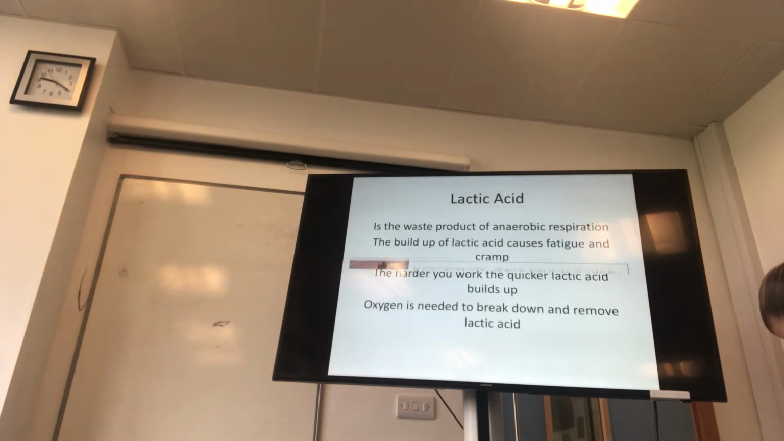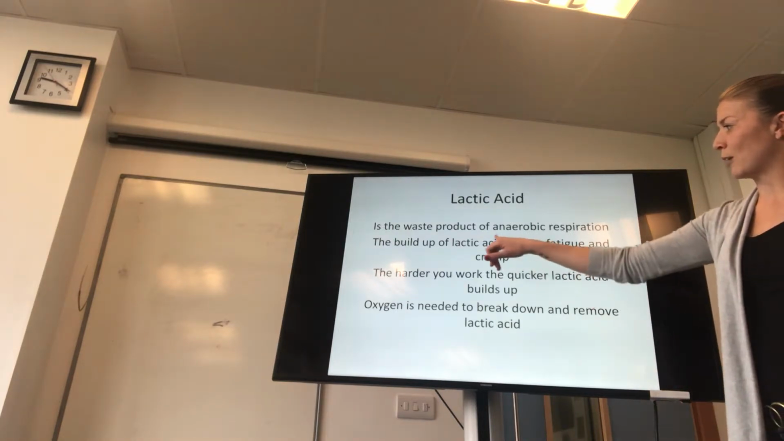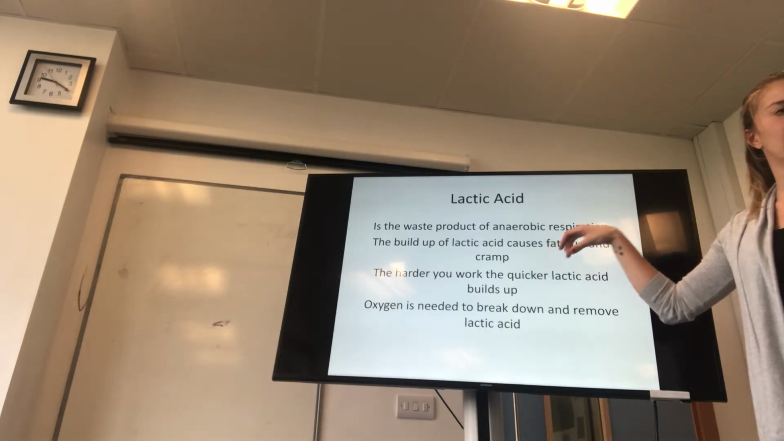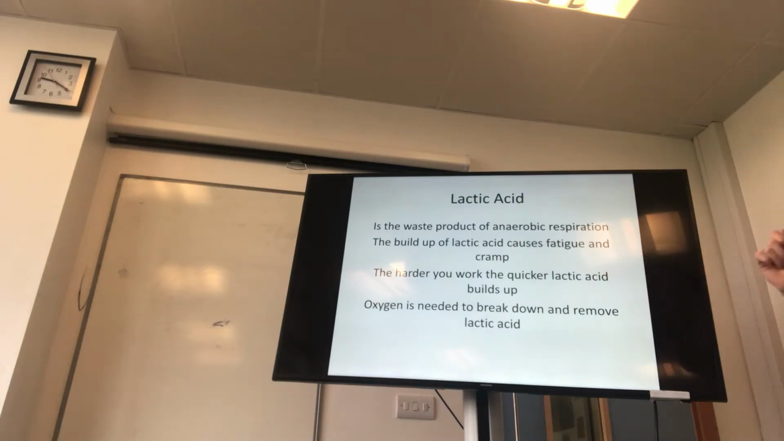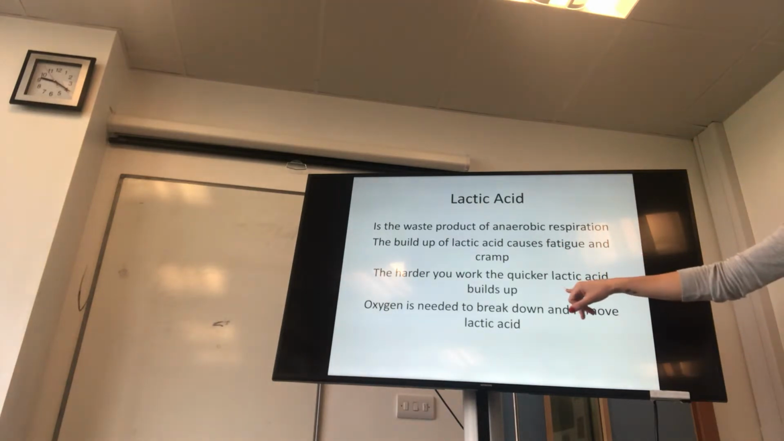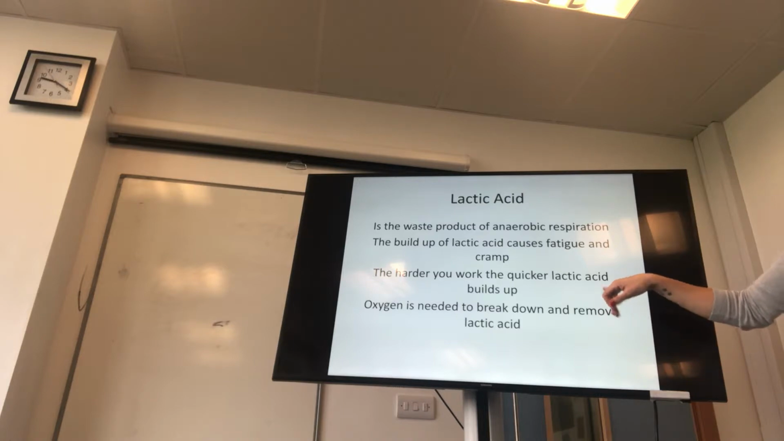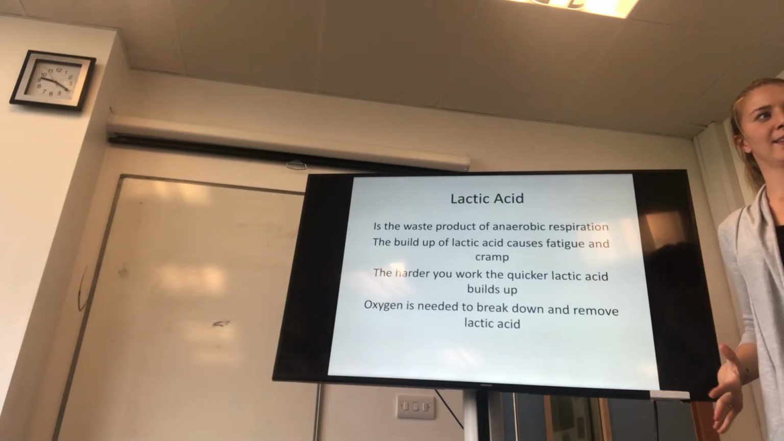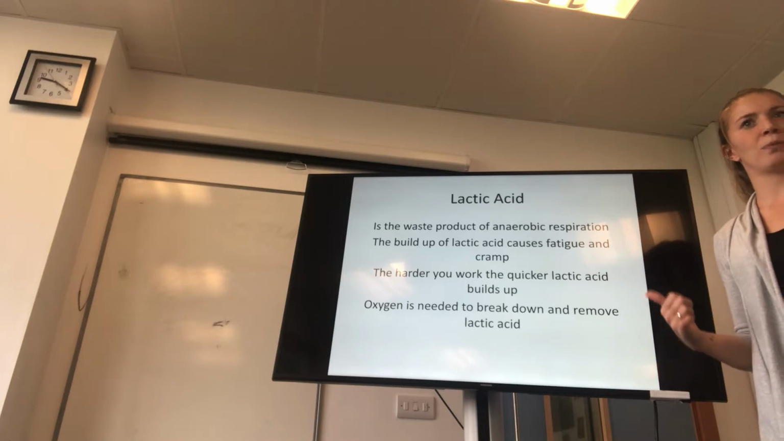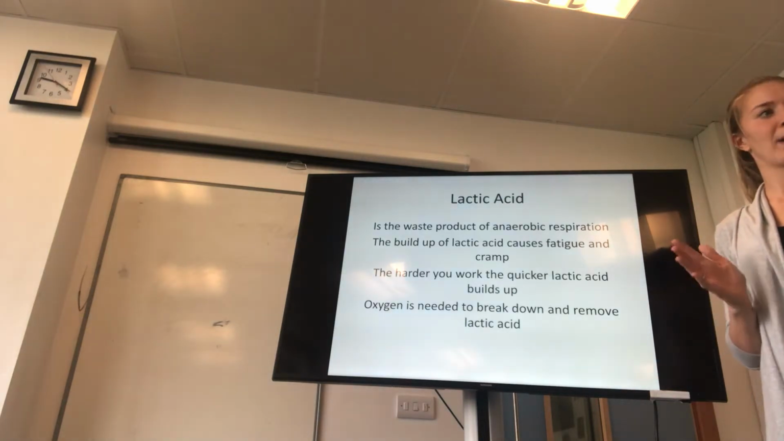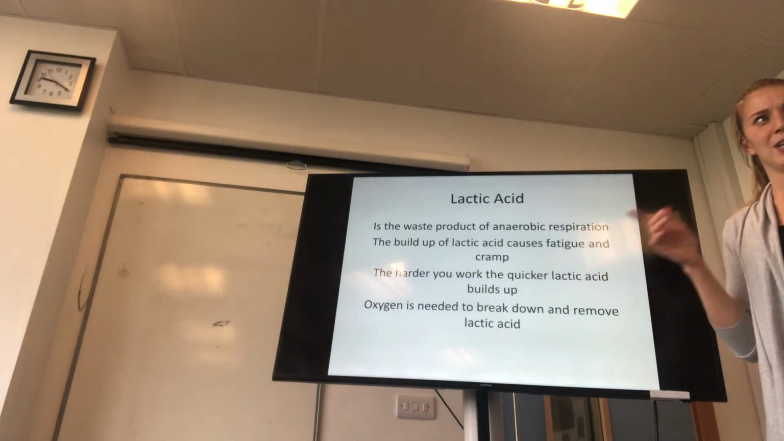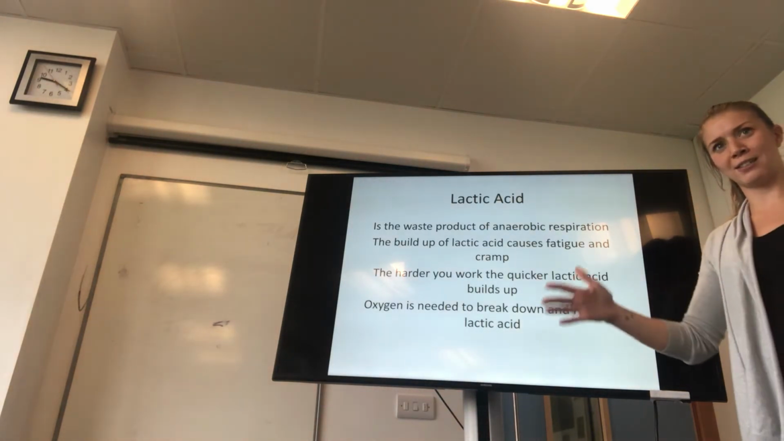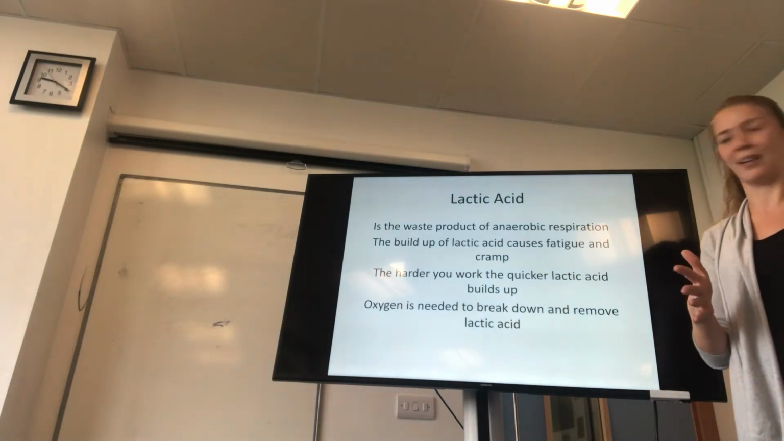Okay, we have spoken quite a bit about this earlier. So looking at the lactic acid, we know that lactic acid is a waste product of anaerobic respiration. It doesn't come from aerobic, we're looking at anaerobic. The build-up of lactic acid causes fatigue and cramp, and the harder you work, the quicker the lactic acid builds up. So if you sprint as fast as you possibly can, it's going to build up much quicker than if I ask you to do about 80%. Even when you're doing about 80% of your maximum, it's still going to be anaerobic, and you're going to build up lactic acid. It will be slower. You'll be able to run for a longer distance at 80% than you can at 100%.